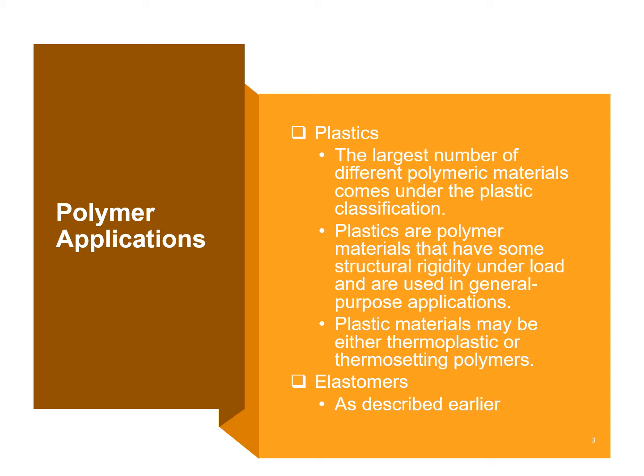So, based on the understanding of polymers, we can see that thermoplastic and thermoset, which are classified as plastic materials, are the largest number of different polymer materials. Plastics are polymer materials that have some structural rigidity under load, and they are used in general purpose applications. These plastic materials may be either thermoplastic or thermoset polymers. For the elastomer, as we have described earlier, they expand in a large percentage, greater than 200% of deformation.